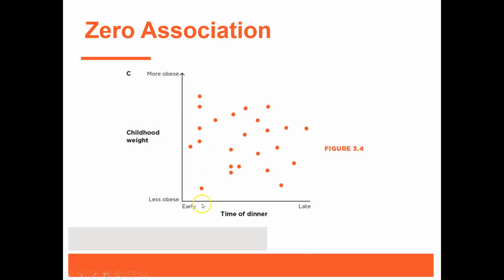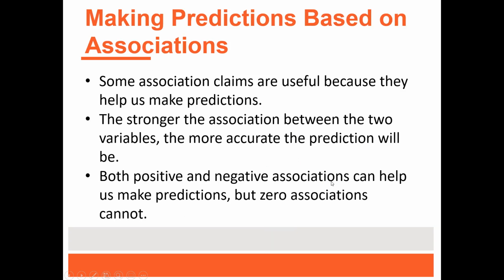People can eat dinner early and they can be less obese or more obese. Children can eat dinner late and be less obese or more obese. There's no relationship. So a zero association basically just looks like a random array of dots on the scatter plot.